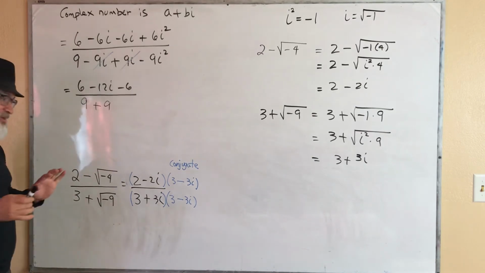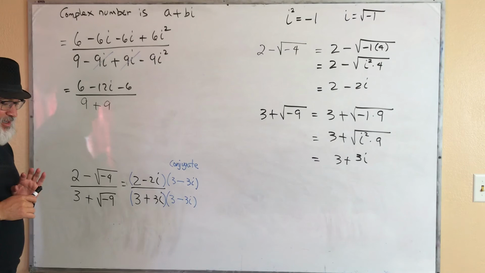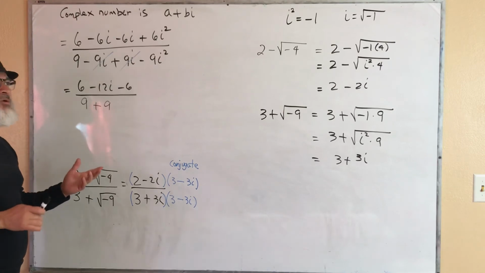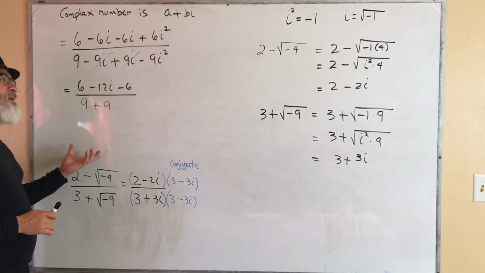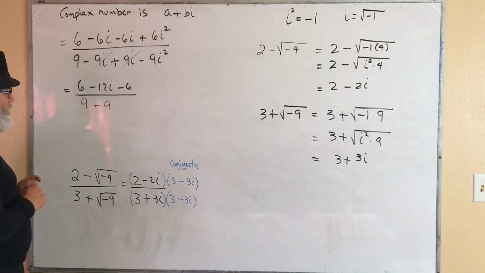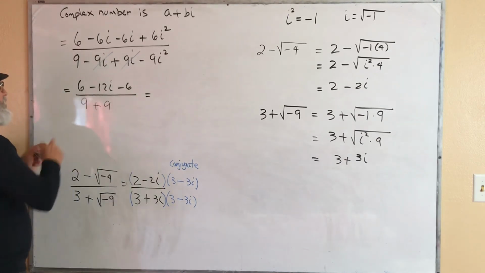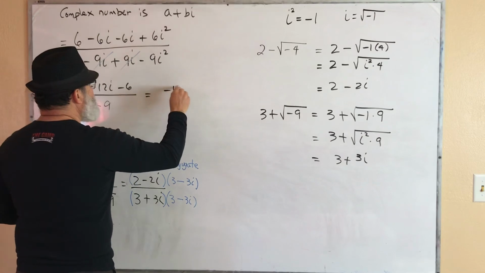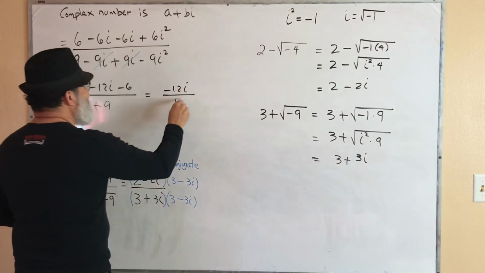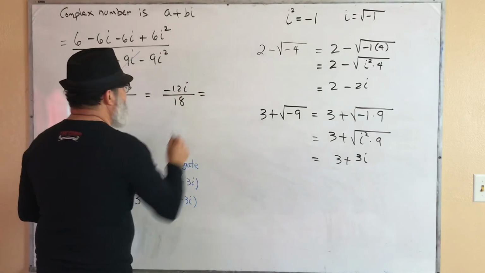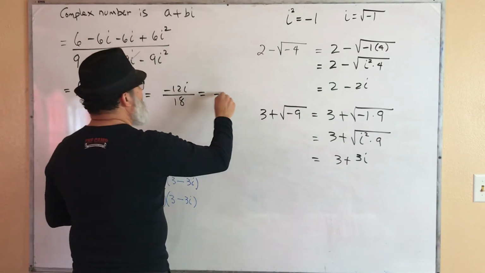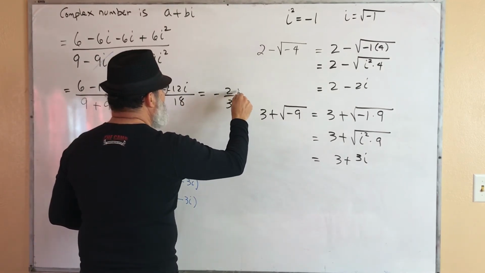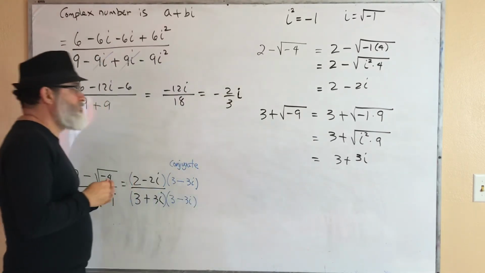And guys, this would always happen. Whenever you multiply top and bottom by the conjugate of the denominator, it's going to get rid of the complex number in the denominator. Look what happened. So what do we get now? This 6 cancels the 6. What do we get? Minus 12i divided by 18. Simplify. 6 goes into 12, minus 2. 6 goes into 18, 3. i. And that's the answer.